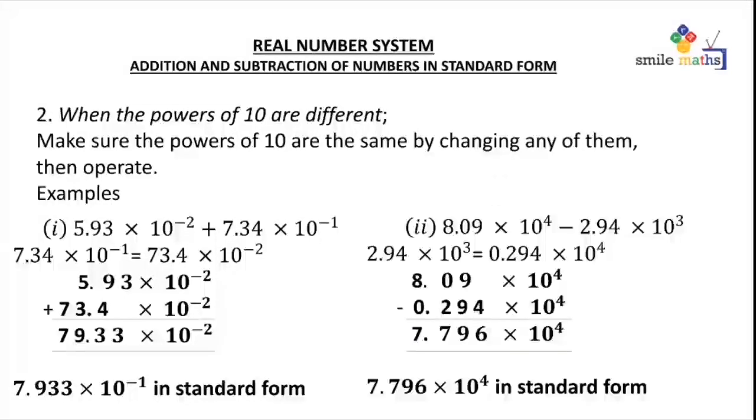Our next example, we have 8.09 times 10 to the power 4 minus 2.94 times 10 to the power 3. The powers are not the same. So I'm going to change the second one for it to also become like 10 to the power 4. So what this means is that our point is going to move from right to left. That is when we can add 1 to the 3 for it to become 4. So we're going to have 0.294 times 10 to the power 4. We now subtract it from 8.09, which is giving us 7.796. We just keep one of the powers, and this is already in standard form, so we don't stress too much.